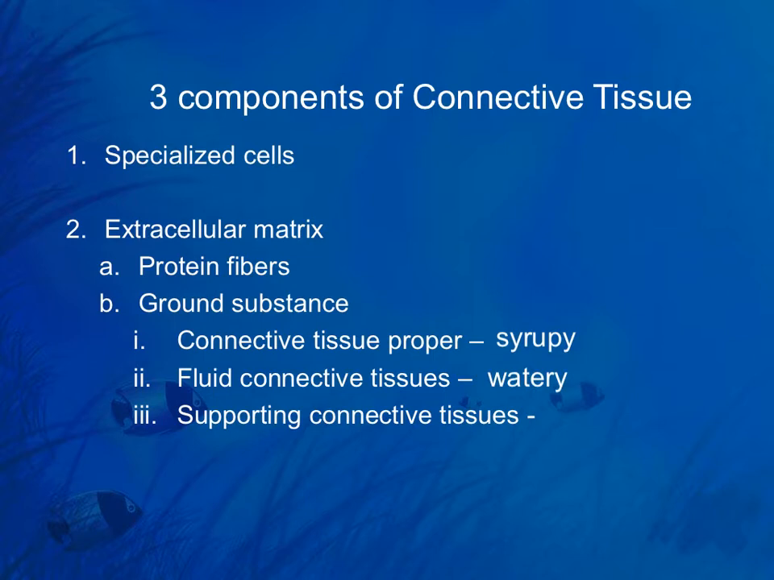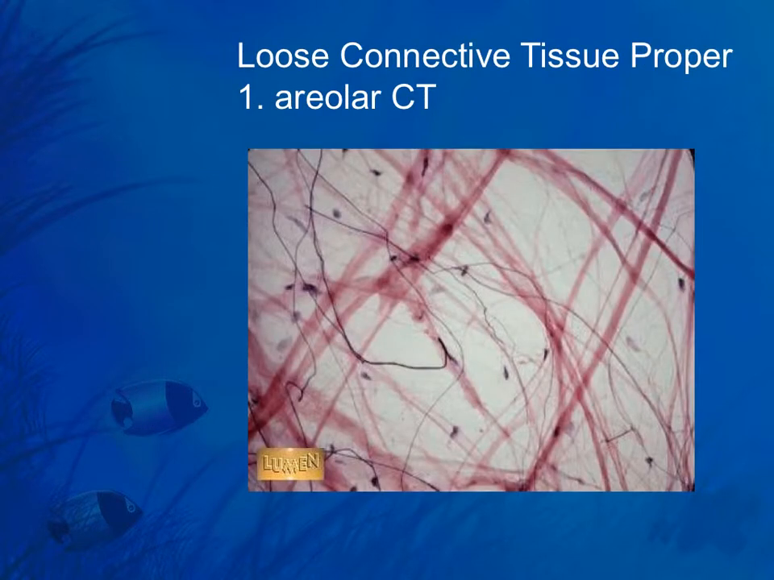Connective tissue proper, with its syrupy ground substance, comes in 2 major types. Loose connective tissue has far fewer fibers than dense connective tissue. One type of loose connective tissue proper is areolar connective tissue. These are the scattered cells. These are the protein fibers, and this would be the syrupy ground substance. Areolar connective tissue looks like a bunch of little cobwebs or something because you've got all sorts of different sizes of fibers running in all different directions.